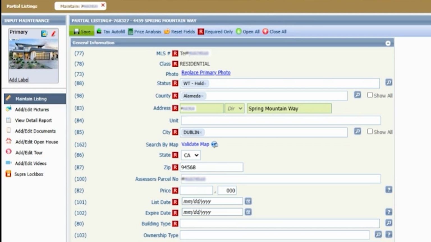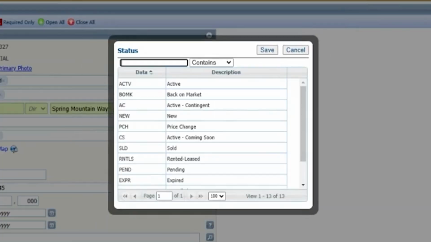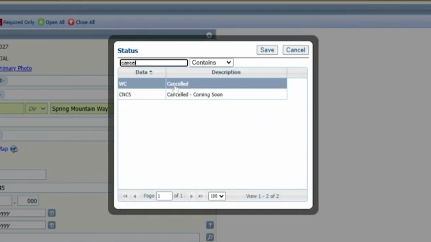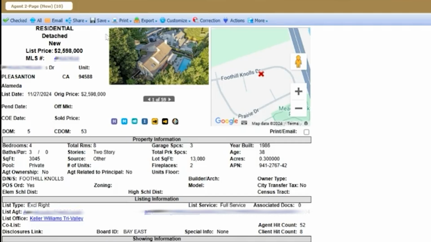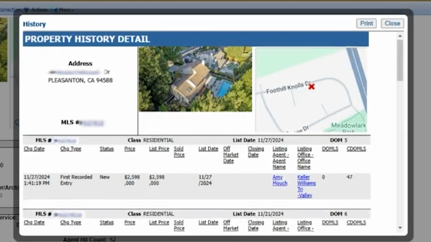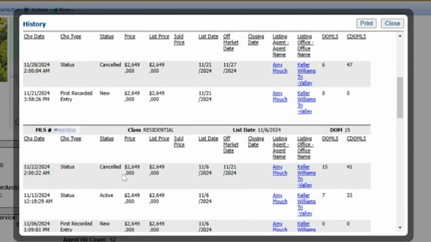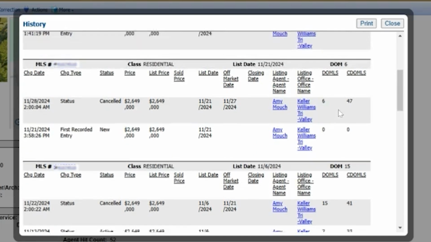Your other option is to cancel the listing and relist it when the seller signs a new listing agreement. If you do this in 30 days or less from the day you canceled your last listing, it will reset the DOM, but the CDOM will not reset, hence the word cumulative. Only when a property has been off the market, canceled, or expired for more than 30 days will the days, both DOM and CDOM, on the listing start at 0.